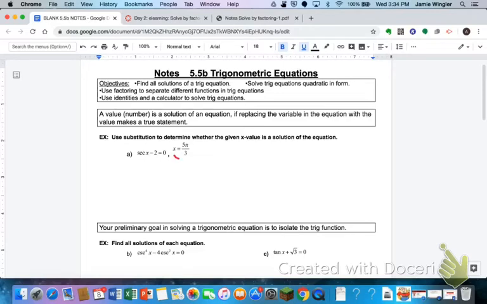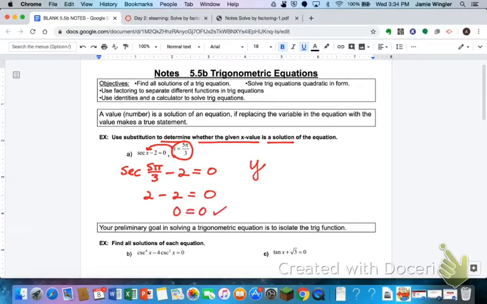On example A, we are using substitution to determine whether the given x value is a solution. So you're going to substitute 5/3 pi in for x. So you have the secant of 5/3 pi minus 2 equals 0. And now you're going to go to your unit circle. And we know that the cosine of 5/3 pi is 1/2. So the secant of 5/3 pi is the reciprocal of that, which is 2. And 2 minus 2 does equal 0. Since this works, we can say yes, 5/3 pi is a solution.